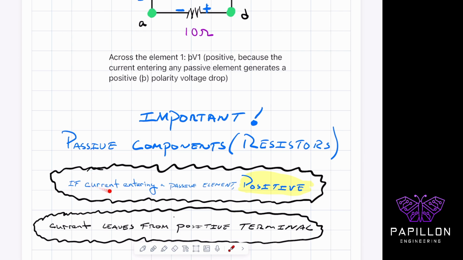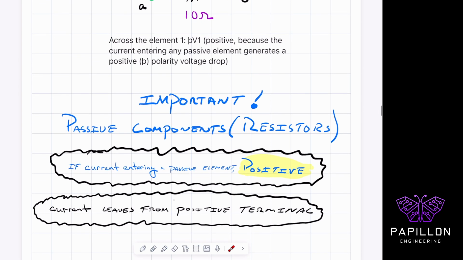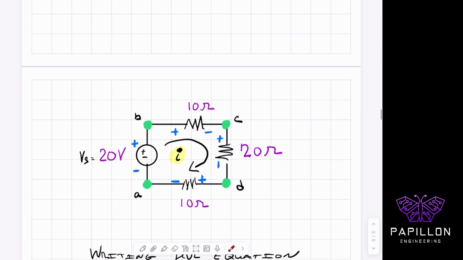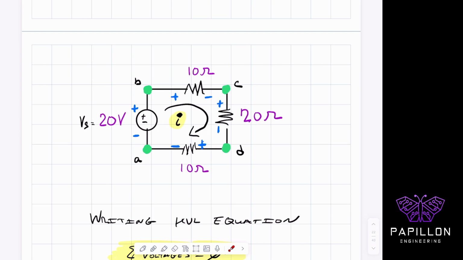So again, if current is entering a passive element, then we're going to call it positive. Okay. Current leaves from the positive terminal of our voltage source. All right, so we're going to try to keep these two rules when it comes to dealing with passive components like our resistors. Really important. Okay, so now that we have that, we can try to label this stuff in blue.